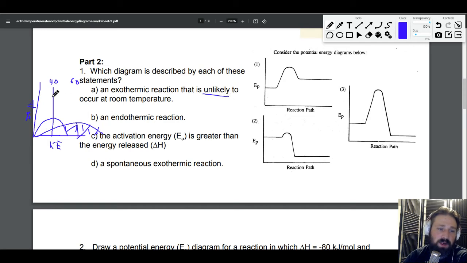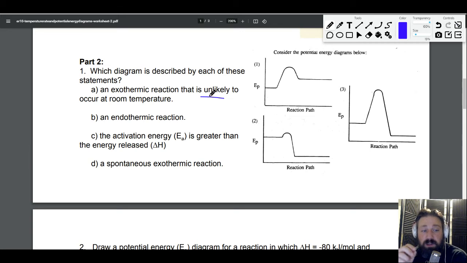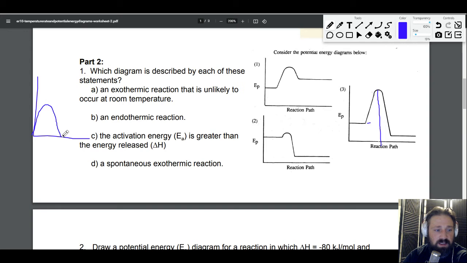So think about this whenever you're answering this. What is unlikely to occur at room temperature? This is not impossible to occur at room temperature, but just unlikely. The answer is the one with the larger activation energy. We have to have a certain amount of kinetic energy to jump over this hill. There's still going to be a few over here that might make it up over this hill, but it's not going to be very likely. If we're higher than room temperature, we're going to have more particles that have enough kinetic energy to jump over this hill. So the answer to A is 3.